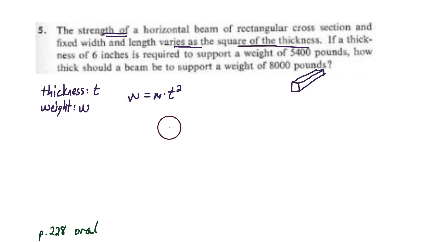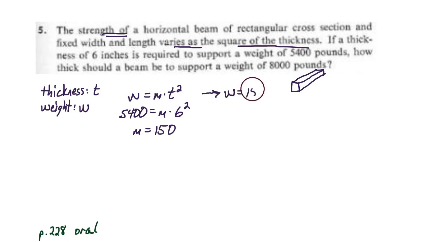In the next sentence, we're given values for thickness and for weight. Let's make those substitutions. The weight of 5,400 pounds is associated with a thickness of 6 inches. Let's solve this for m. 5,400 divided by 6 squared. That makes 150. Now that we know our rate of proportionality, let's rewrite the equation with that number in place of m.